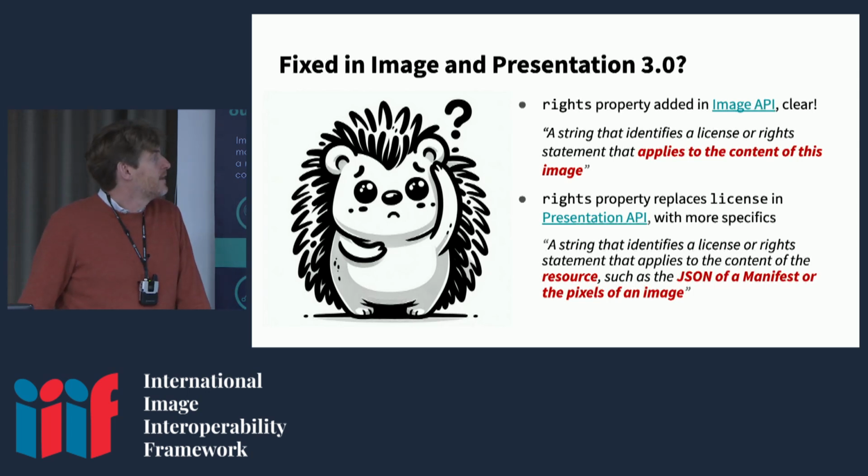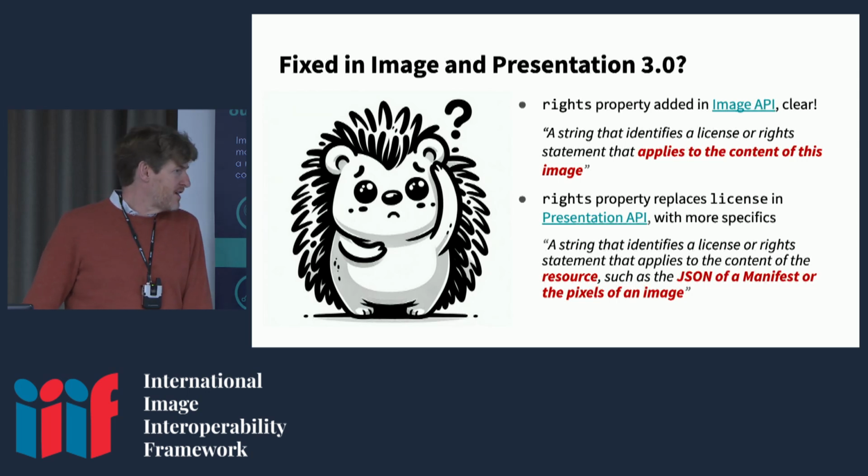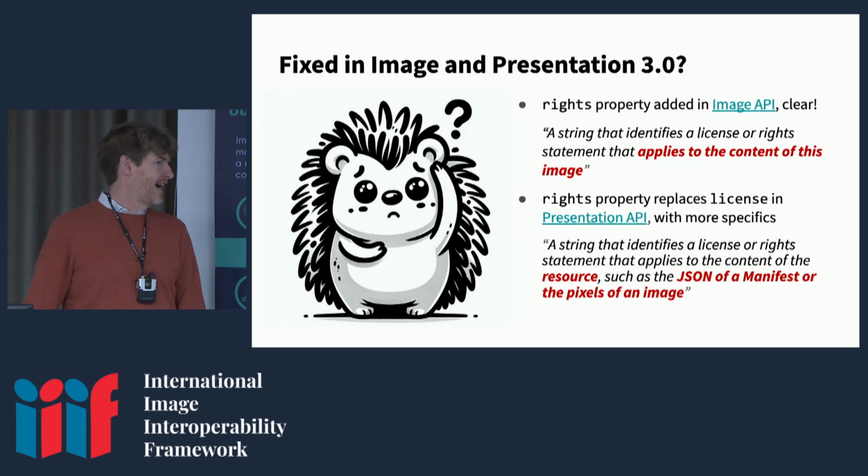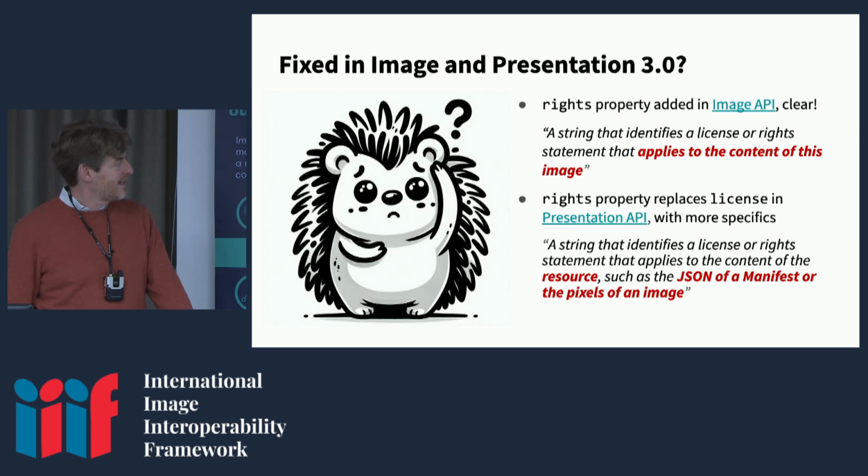However, in the Presentation API, the rights property replaces the license property, and this defines it as a URI that applies to the content of the resource, such as the JSON of a manifest or the pixels of an image. I think when we wrote it, it meant exactly what we intended to say, but for an average reader, that first read of "resource" probably isn't interpreted as the correct resource in the hierarchy of the JSON in which the property appears, and I think that's led to some misunderstanding in use.